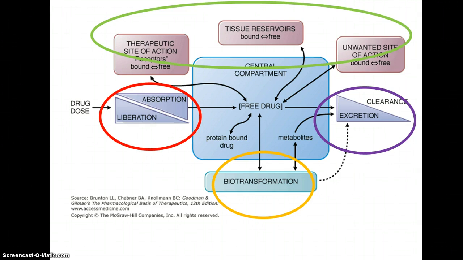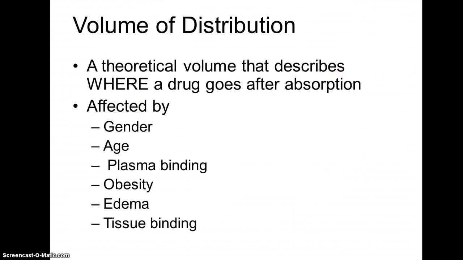There are three important pharmacokinetic variables that work together and are related to each other, and these are the volume of distribution, the clearance, and the half-life. These three factors impact the amount of drug that your patient is exposed to and for how long. So let's look at these individual parameters here.